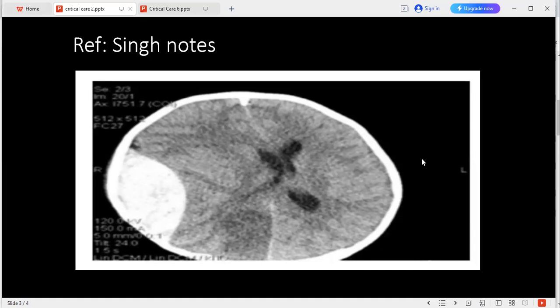Can you please tell me what should be the normal value of intracranial pressure? It should be between 7 to 15 millimeters of mercury in supine position.